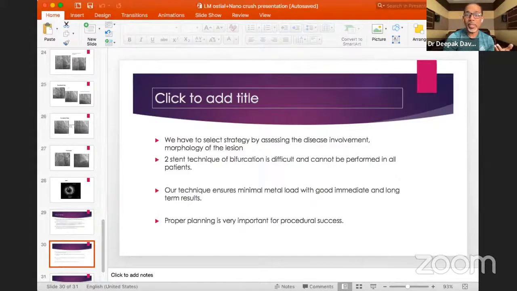Just wanted to know the thoughts of Dr. Ghosh also, because sir has mentioned that in the first case also he would have gone in with a 4.5 millimeter balloon because already a 3 millimeter stent has been deployed. Do you have any concerns regarding going with a 4.5 balloon inside the 3 millimeter stent, sir?